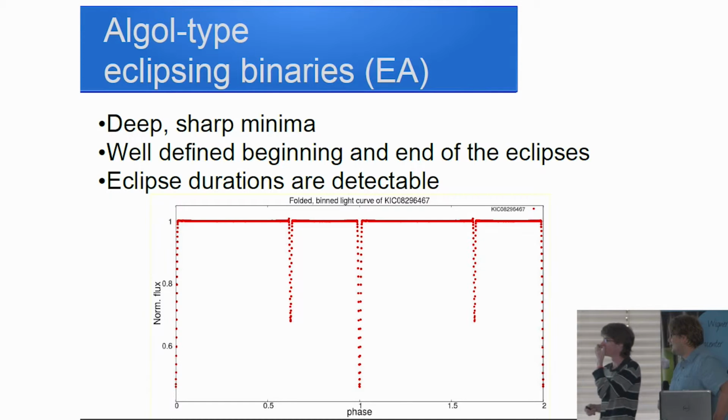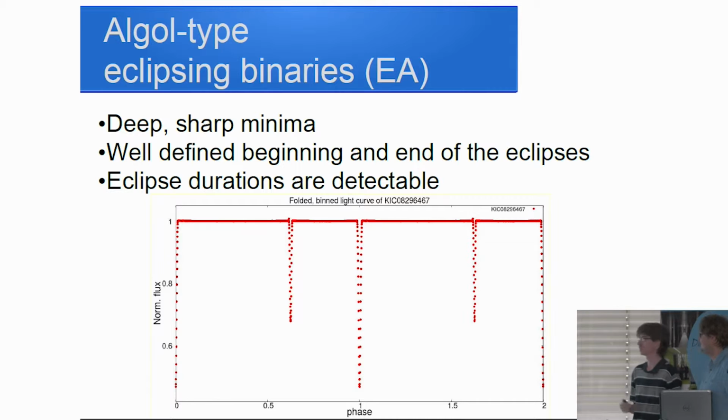Okay, so let's continue my part of this work. I work with detached systems. We can see that detached systems have deep, sharp minima, deep sharp eclipses. The deeper one is the primary eclipse, and the second one is the secondary. And we can well define the beginnings and ends of the eclipses. And it's very good for us.